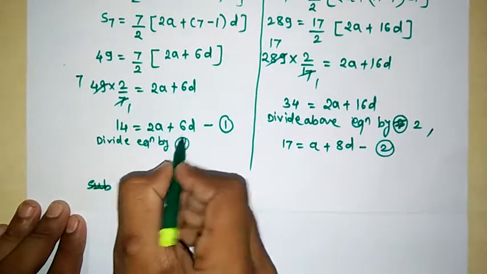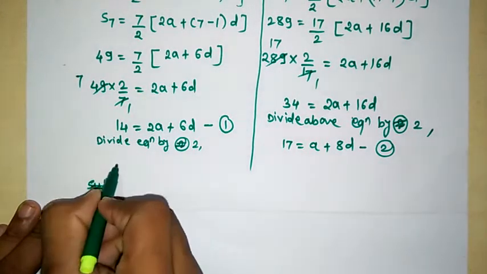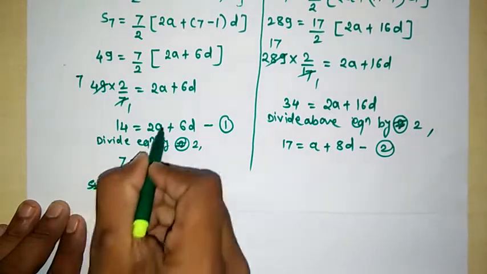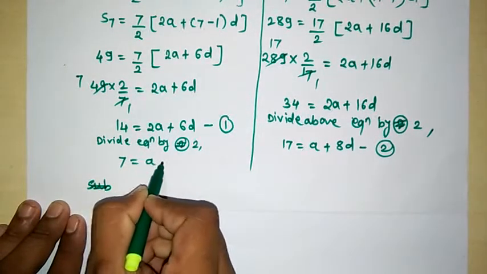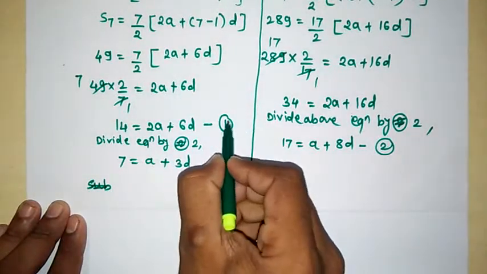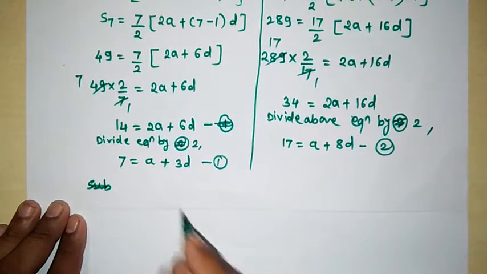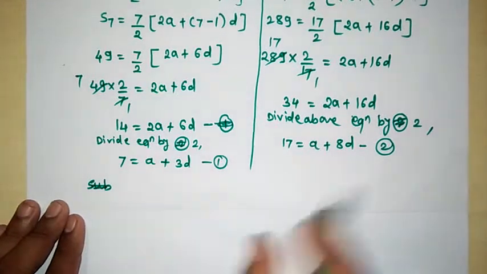If we divide the equation by 2, then we will get 14 divided by 2, which is equal to 7, 2a divided by 2, which is equal to a, plus 6d divided by 2, which will become 3d. I will write this as equation number 1. Now we will solve equations 1 and 2.